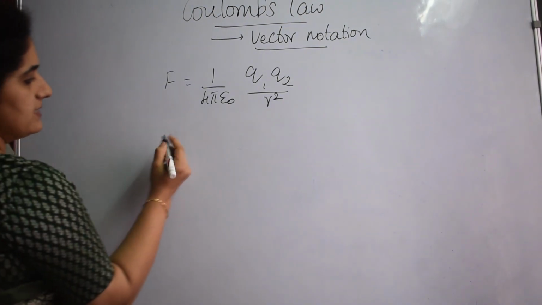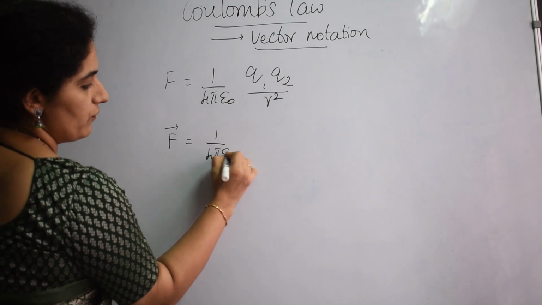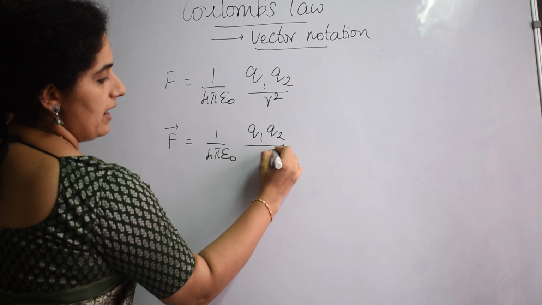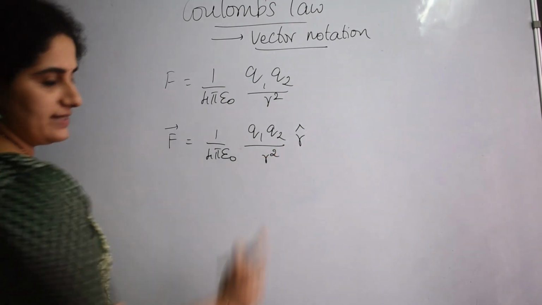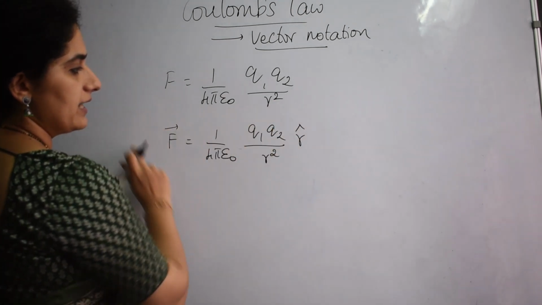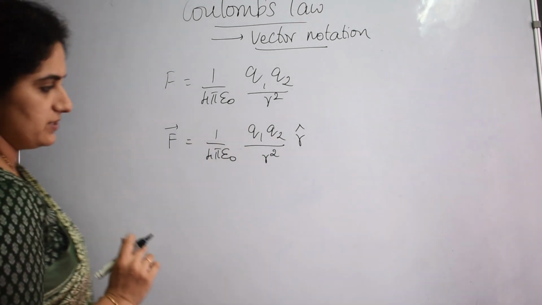It can be written as vector F is equal to 1 by 4 pi epsilon naught Q1 Q2 by R square into R cap. You can also write it as magnitude, no problem. So this gives the direction of the force exerted between the two charges.